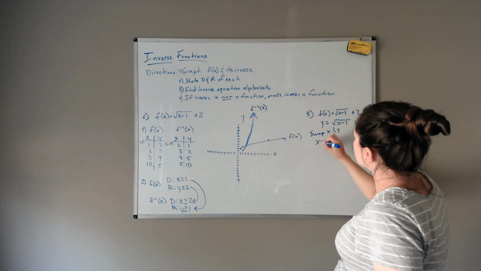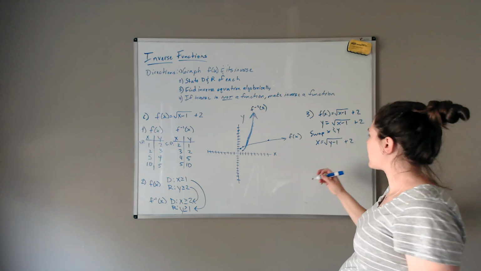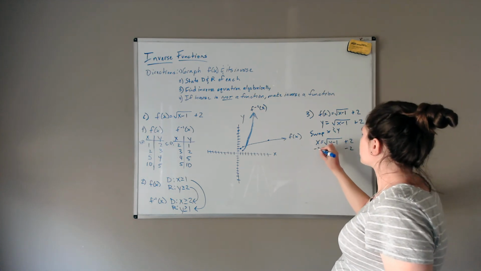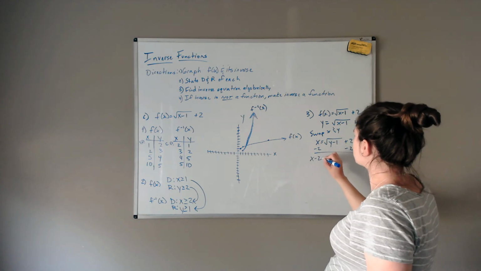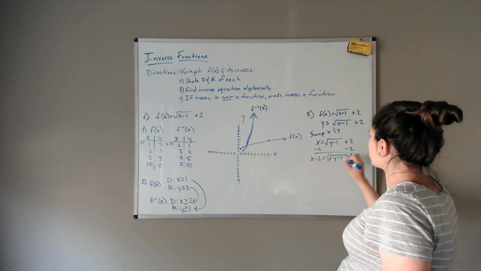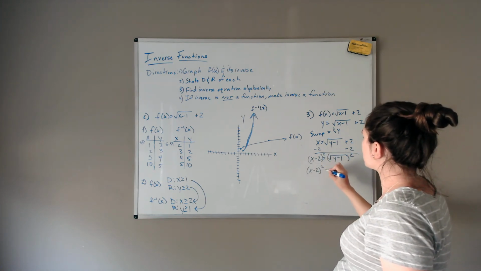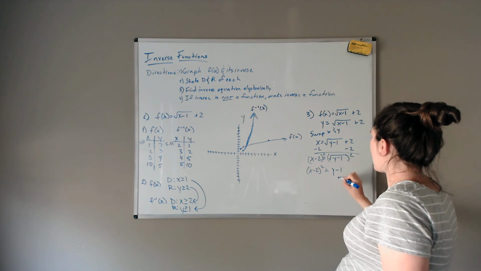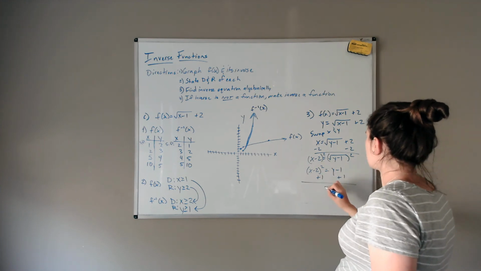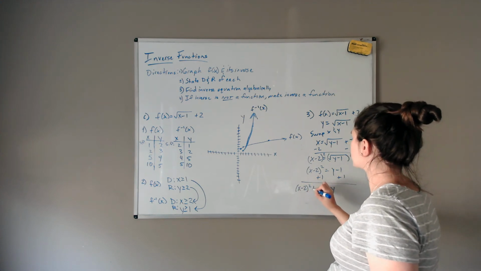That gives us x equals the square root of y minus 1 plus 2, and now we isolate y. We take away 2 from both sides. x minus 2 equals the square root of y minus 1. Square both sides. We're trying to get y by itself, so that gives us x minus 2 squared equals y minus 1. Add 1 to both sides, and we get y equals x minus 2 squared plus 1.